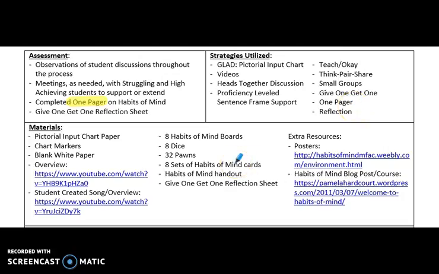As far as what you'll need for this lesson is chart paper for the pictorial input charts, videos and posters to help students understand and to teach them about the habits of mind. One of the big activities that we will be using to learn about habits of mind is a board game. So you're going to need supplies to be able to play that board game.